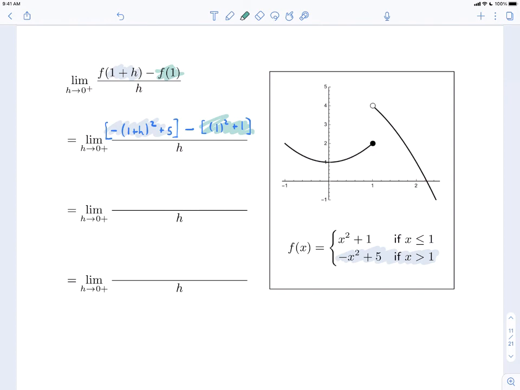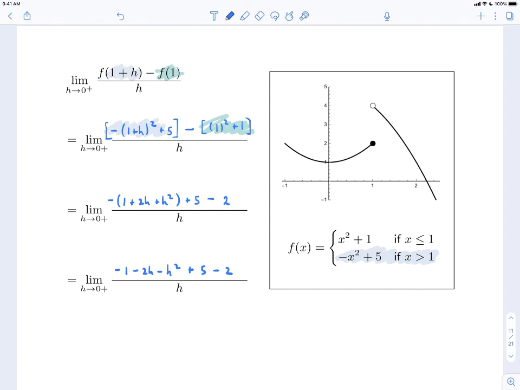Okay, so let's just compute these things now. Of course, this is the numerator of the difference quotient. We're dividing by h, of course, because that's in the denominator. So let's simplify the numerator. We're going to have minus, and let's square 1 plus h. So that's going to be 1 squared plus 2 times h plus h squared. And to this, we're going to add 5, and then we're going to subtract 1 squared plus 1, which is 2. Okay, so we're going to have minus 1, and then it's going to be a minus 2h minus h squared plus 5 minus 2.